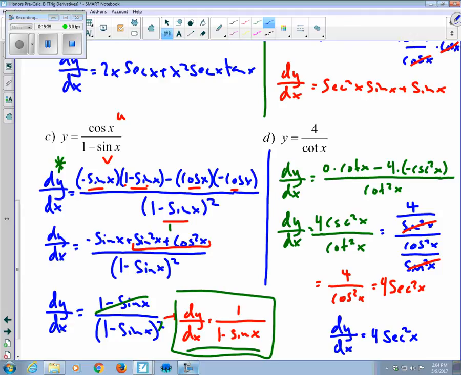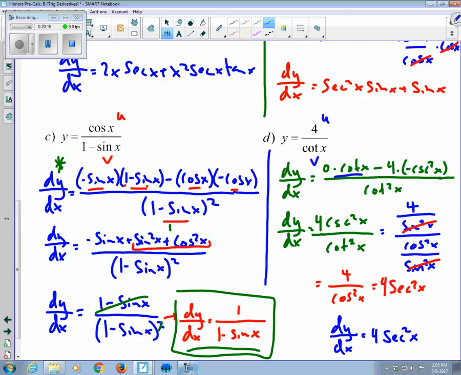All right, so right here with D, we've got 4 over cotan x, and of course this is the division, so we'd use the quotient rule here, where our u would be 4 and our cotan would be v. Derivative here is going to be the derivative of the numerator, so that's going to be 0 times the denominator cotan minus 4 times the derivative of the denominator, which is negative cosecant squared x. Now right here, this first term is obviously just going to go away, and we get a positive 4 cosecant squared x in our numerator divided by cotan squared x in the denominator.